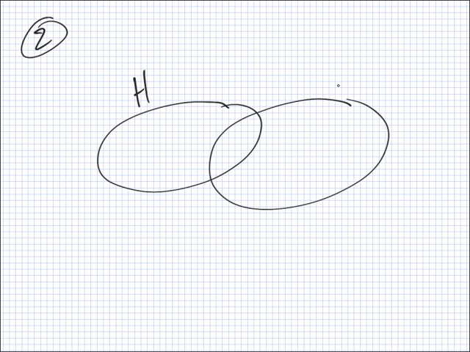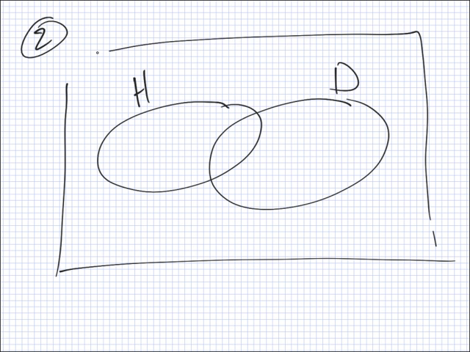A coin can either be heads or tails. So that's heads or not heads, right? The roll of a dice can either be a 6 or not a 6. Draw the Venn diagrams of the probabilities of H and D. Okay, so there's H. There's D. Tails just means not H.